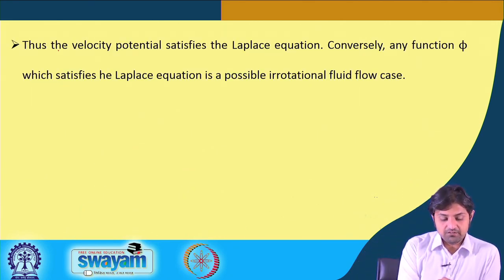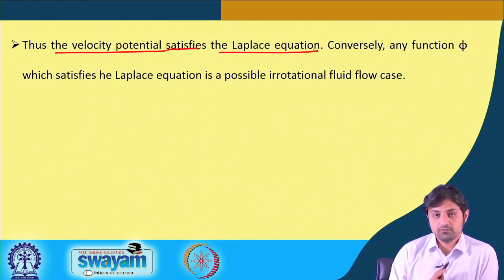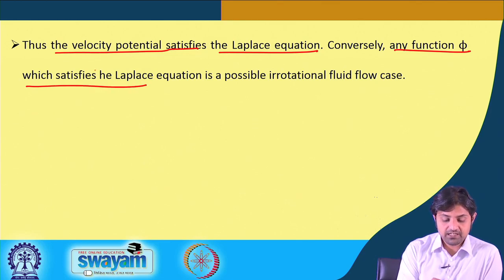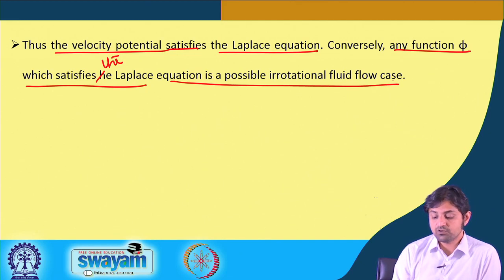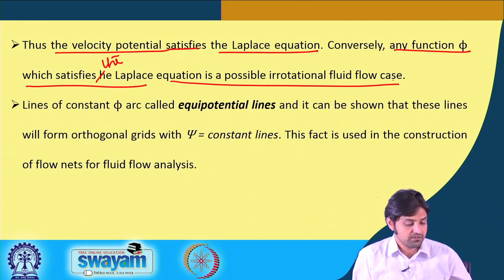As I said, the velocity potential satisfies the Laplace equation for an incompressible fluid and an irrotational flow. Conversely, any function phi which satisfies the Laplace equation is a possible irrotational fluid flow case. This concept will be used in the numericals that you are going to solve.